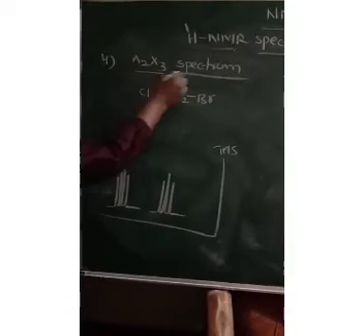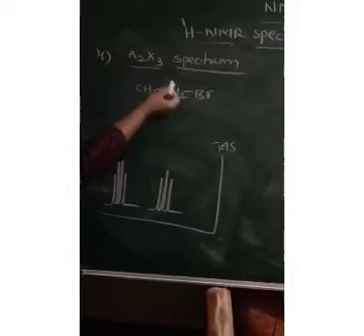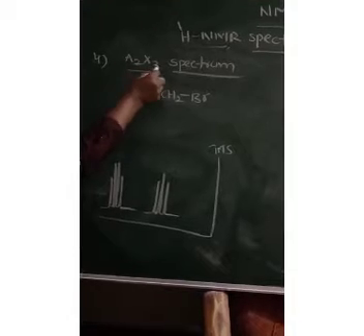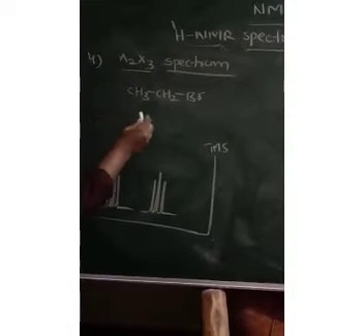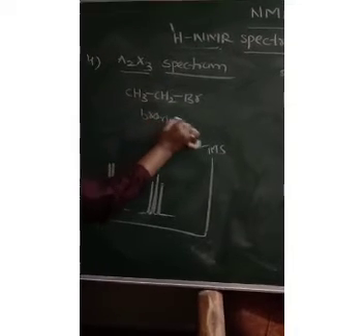Next example is the A2X3 spectrum. A2 means one type of proton and X is another type of proton, but one type of protons are 2 and the other type of protons are 3. For this spectrum, one example is ethyl bromide, or bromoethane.